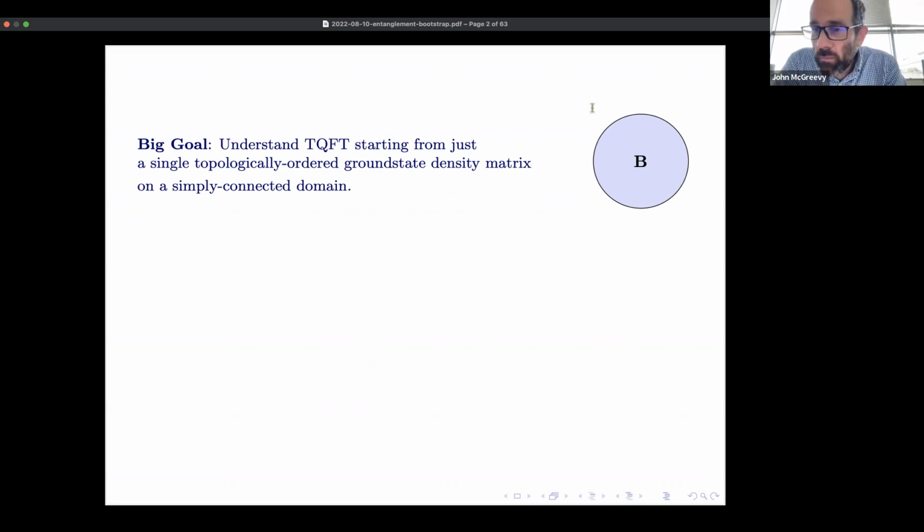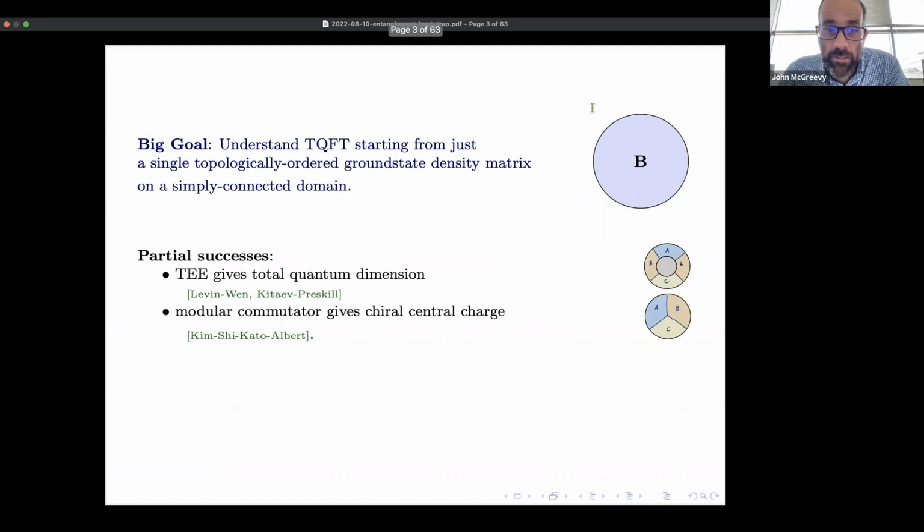And so we'll be a little bit less ambitious and ask the question in the context of a topologically ordered ground state, a gapped topologically ordered liquid ground state, and try to extract all of the information about the effective topological field theory that governs the universal low energy physics.